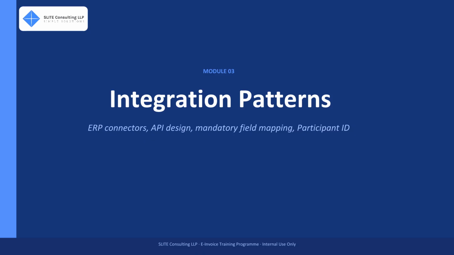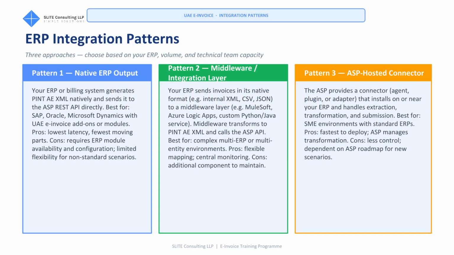By the end of this module, you should have a clear picture of the actual build work. 3 integration patterns to choose from. Pattern 1, Native ERP Output. Your ERP, typically SAP, Oracle, or Microsoft Dynamics with a UAE module, generates .AE XML directly and posts it to the ASP API. Lowest latency, fewest moving parts.